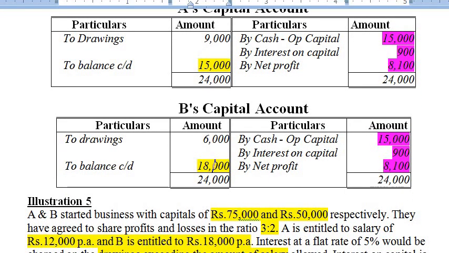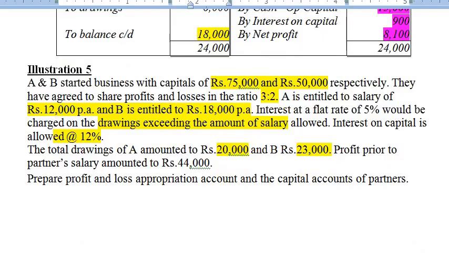We will go to illustration 5. A and B started business with the capital. I just kept it same, purposely kept it same so that you can focus on something more interesting. 75 and 50. They have agreed to share profits and losses 3:2. Normally, usually we see equal partners, but in this case 3:2.